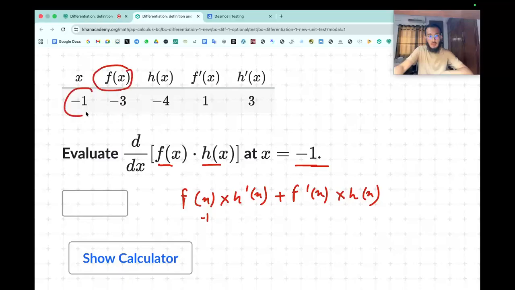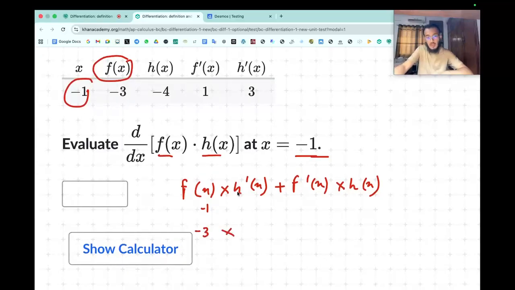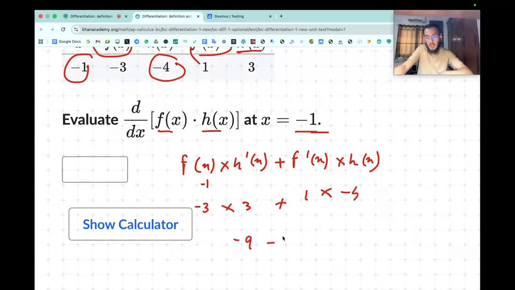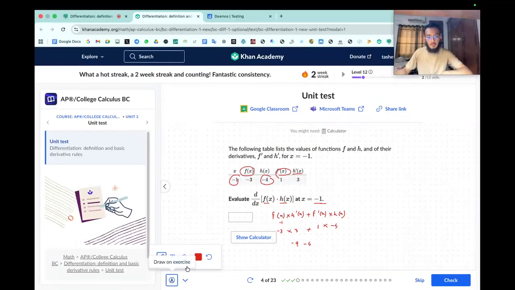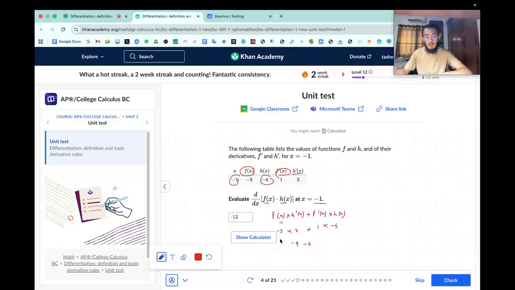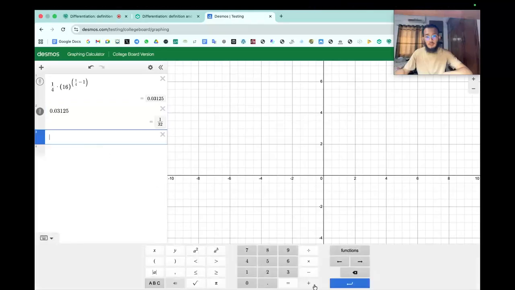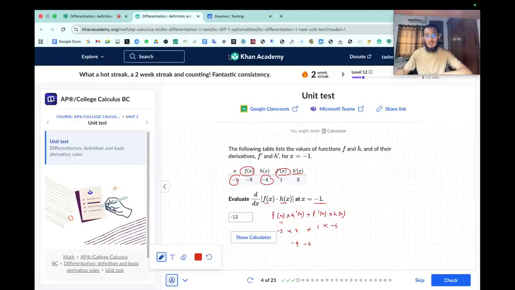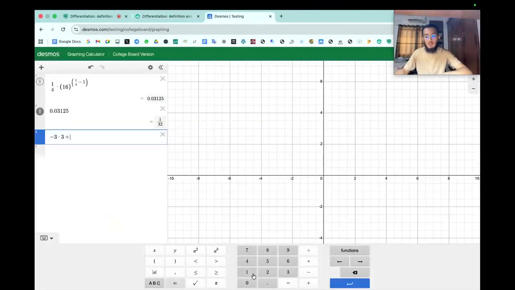f of negative 1 is negative 3, times h prime of negative 1, which is positive 3, plus f prime of negative 1, which is 1, times h of negative 1, which is negative 4. It's negative 9, negative 4, negative 13. It's negative 13. Let's confirm this. We have a calculator, so negative 3 times 3, plus 1 times negative 4. Negative 13.